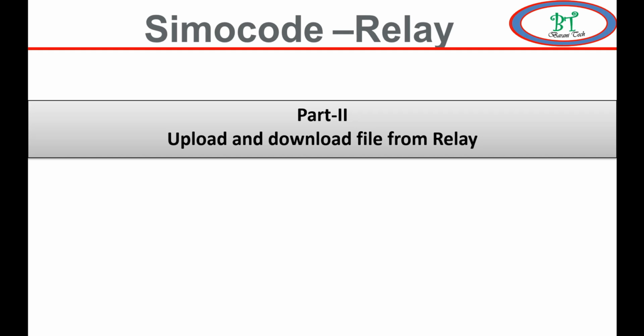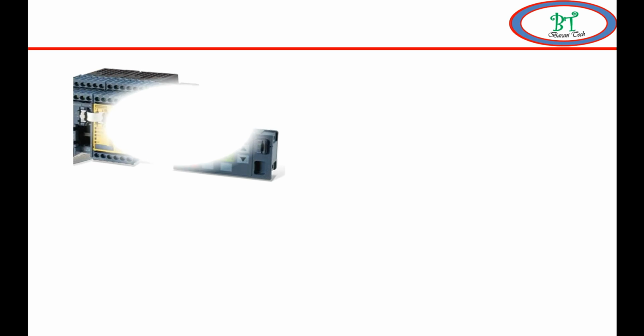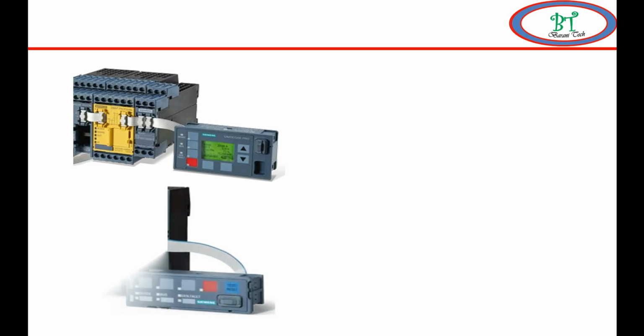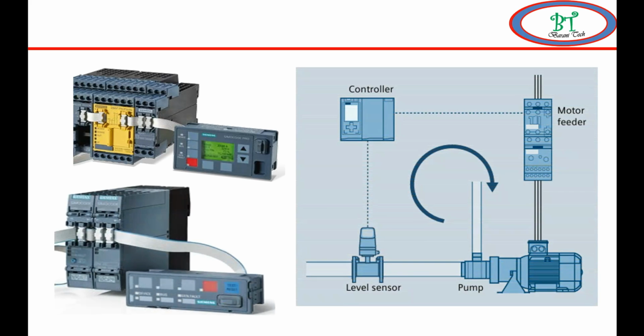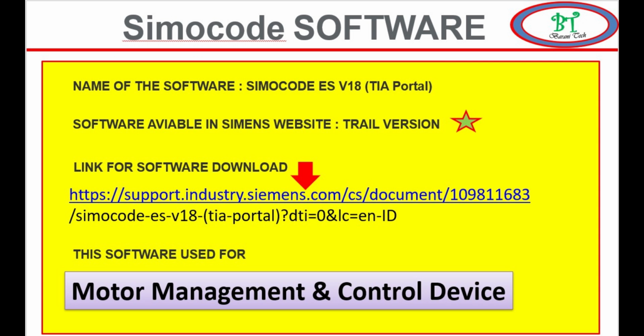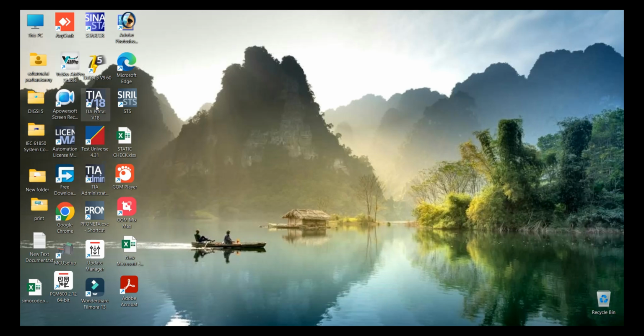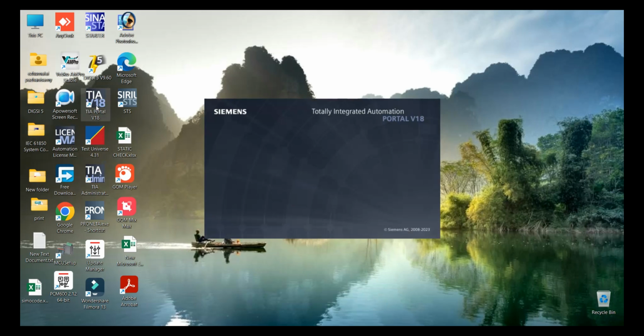This relay is widely used for motor protection in DOL starters, forward reverse starters, and also for coordination with soft starters. We have many applications for this relay. It is mainly used for low voltage motors, and it is recommended only for low voltage systems. In a previous video, I have shown how to get this software and the installation procedure, and the link is given below for your reference. Now we will go into the topic.